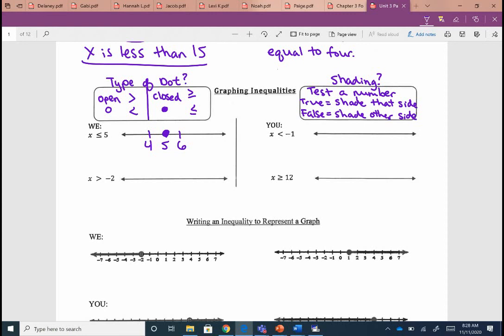Now our second box says shading. I need to figure out which numbers we're going to shade. This says x is less than or equal to 5. What number could we put in for x? Let's use our number line. What number could we put in for x that makes sense?